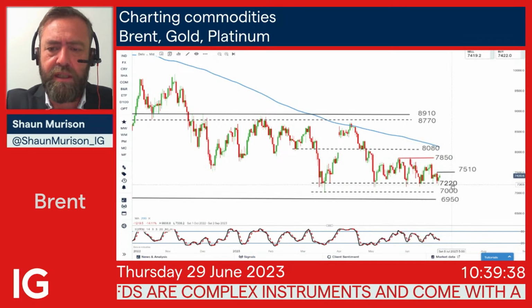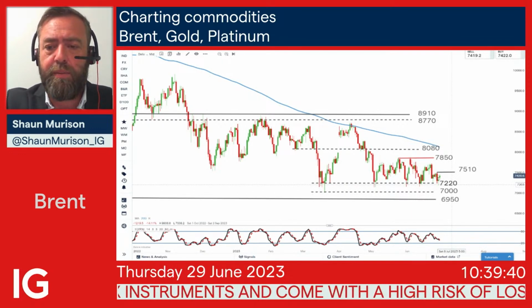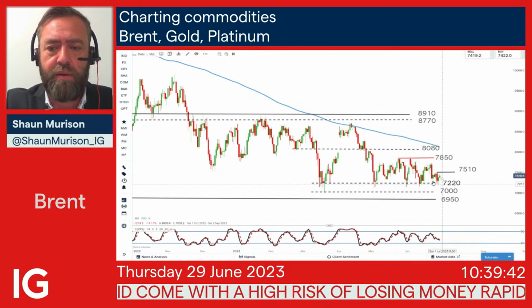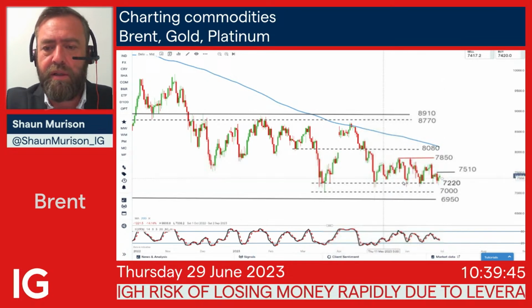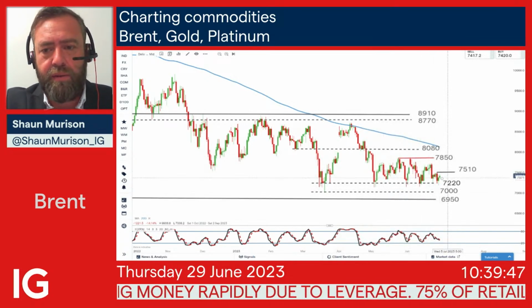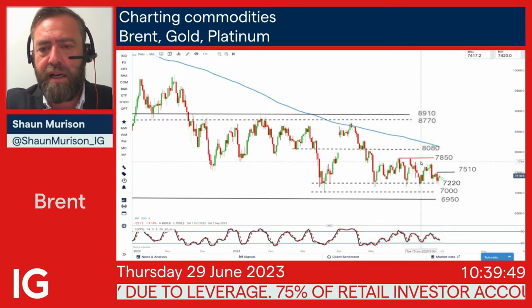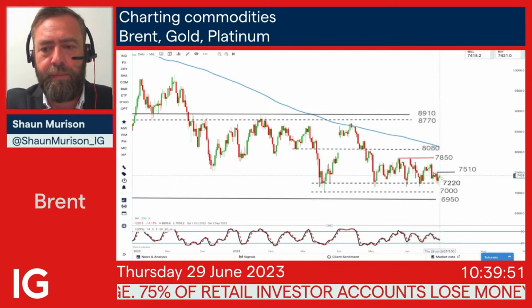Now, at the moment, this 7220 level has proven to be a level of support. We've seen quite a lot of action around that. The market does seem to rebound off that level quite a lot. But we see these highs here are getting progressively lower.